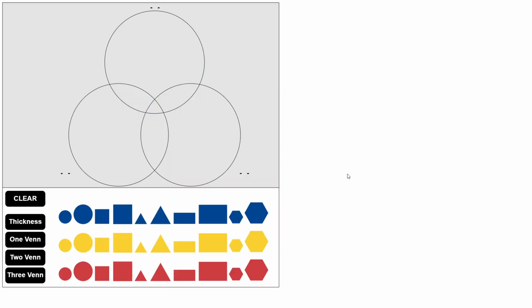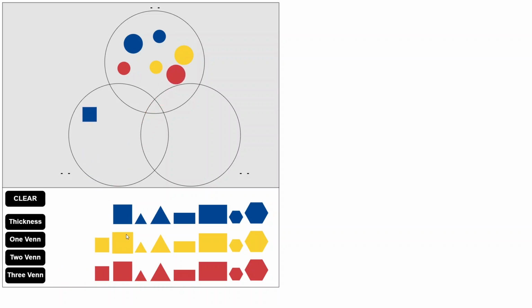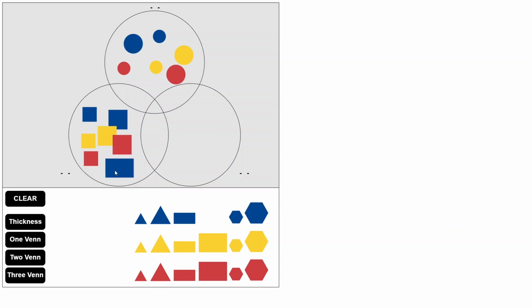But this is not the only possible solution. Let's suppose we call the top one circles. So I'll go ahead and move all of my circles there. My next one I'll call quadrilaterals. So I'll move all of my quadrilaterals there. That's going to include my squares as well as my rectangles. And there will be no overlap between these two since nothing can be both a circle and a quadrilateral at the same time.